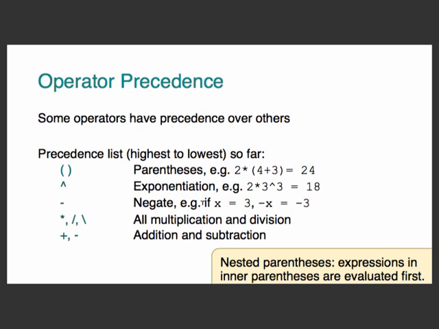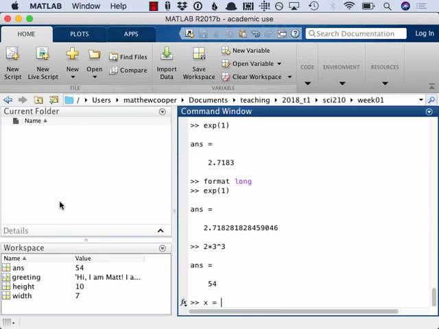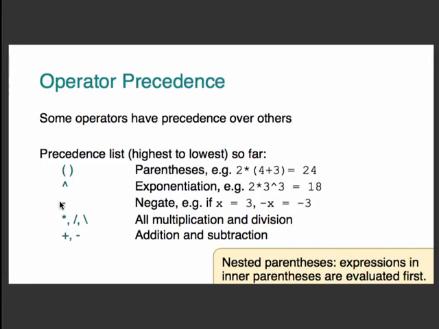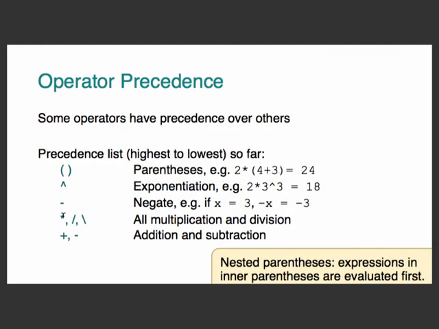Okay, if you negate something, so for example, if I got x is equal to 10, and I look at negative x, it's going to be negative 10. That's done next.